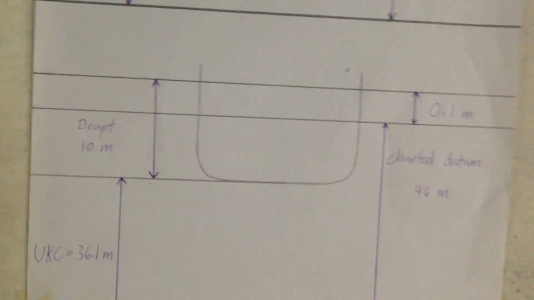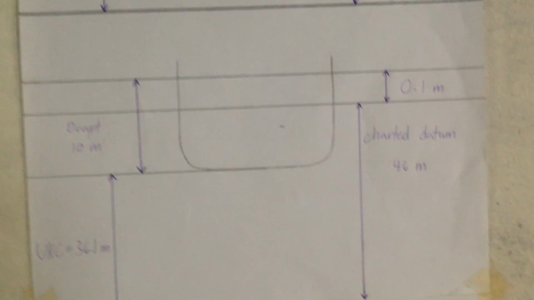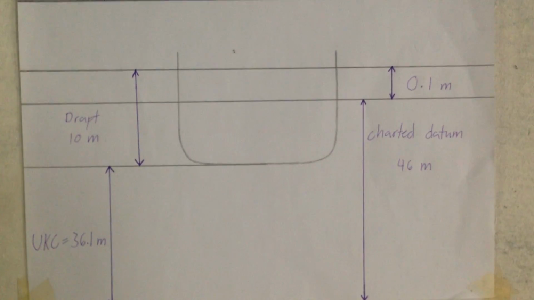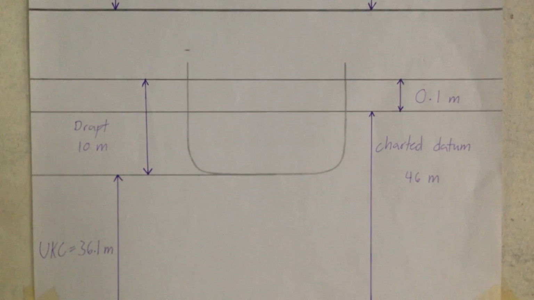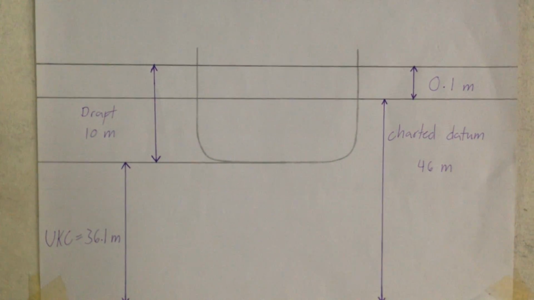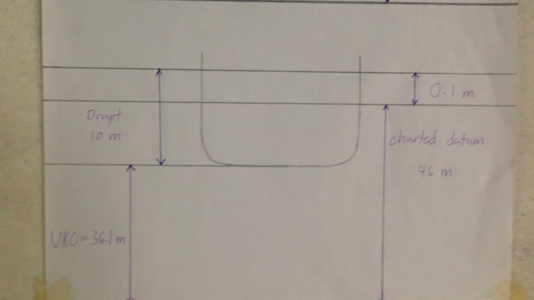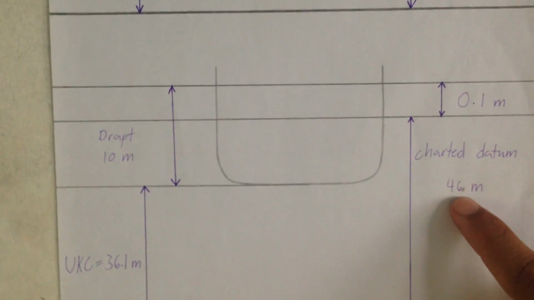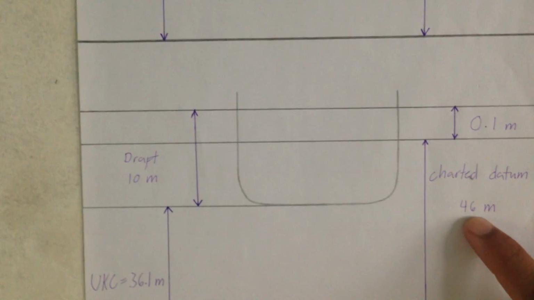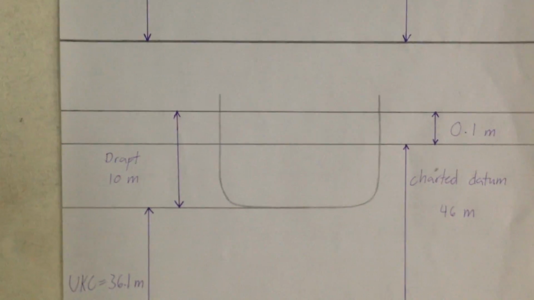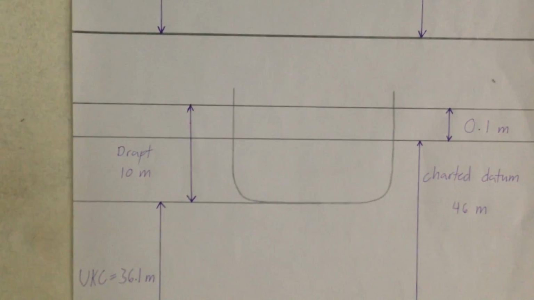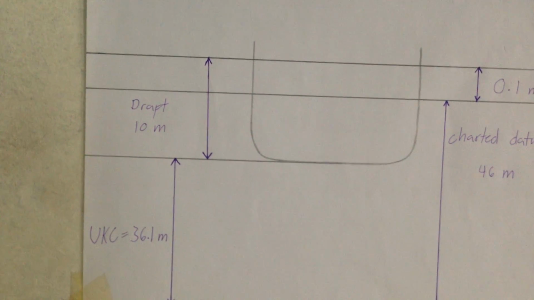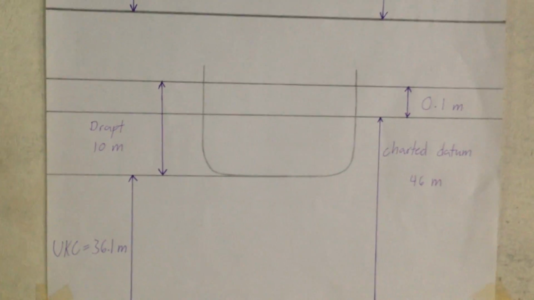Next, this is the Virac Bank. Same process. The charted datum is 46, and it is increasing by 0.1, and the given draft is 10 meters. Same process, if we add 46 and 0.1, it is 46.1, and minus the given draft of 10, it is equal to 36.1 meters. So that's all, and thank you.